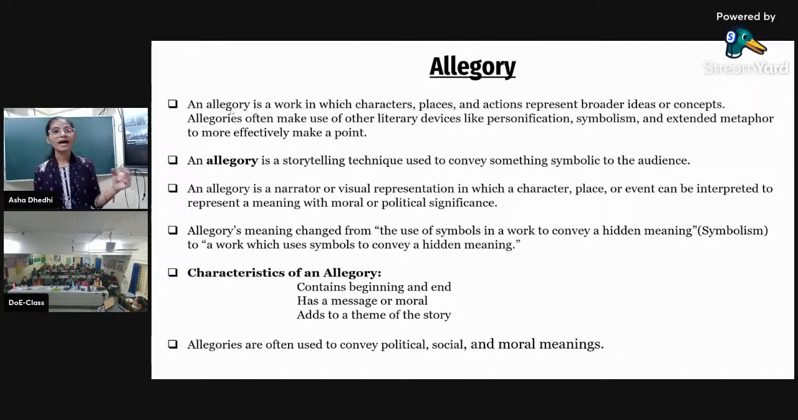So there are two parallel stories going on, right? One is the direct story, which is told through words, and another is the indirect story, which you have to identify as a reader within the allegory.